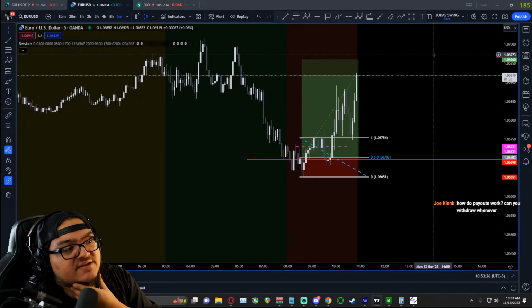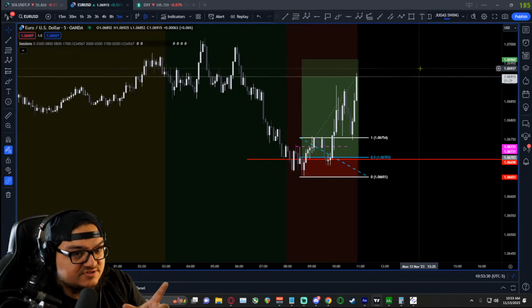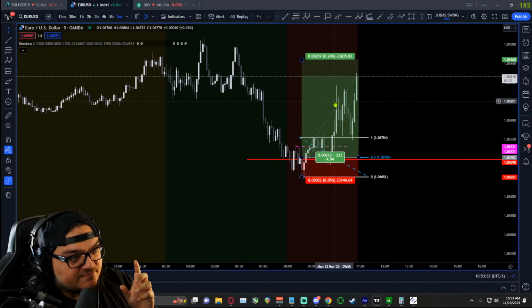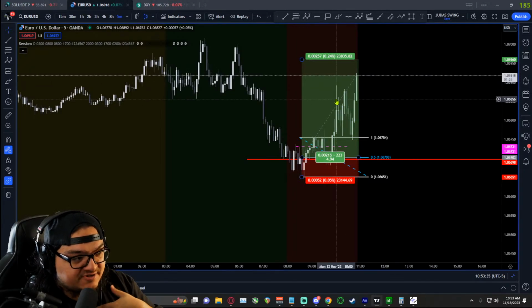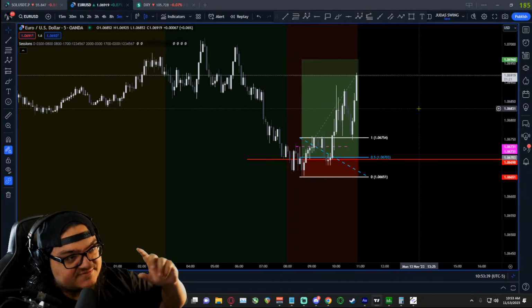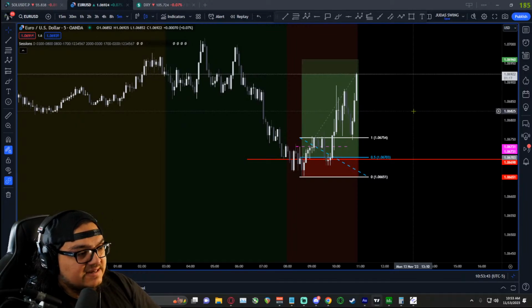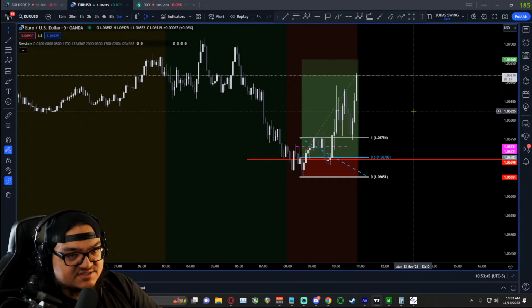How do payouts work? Can you withdraw whenever? It depends on the firm. Some of them have a grace period. Fund Next, which is the 100K account I currently have, you have to wait 30 days. So 30 days after you get your funded account, you can take your payout. And then I believe payouts are every 2 weeks.